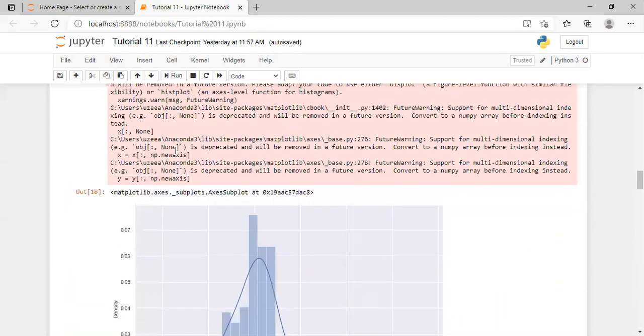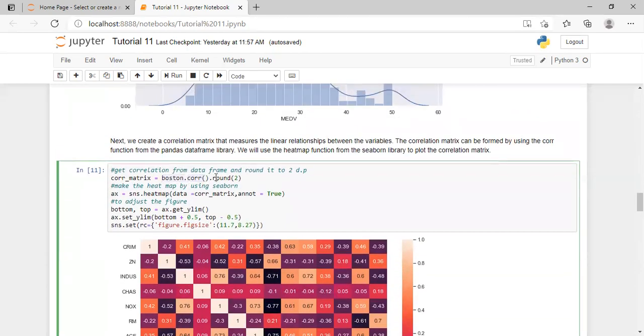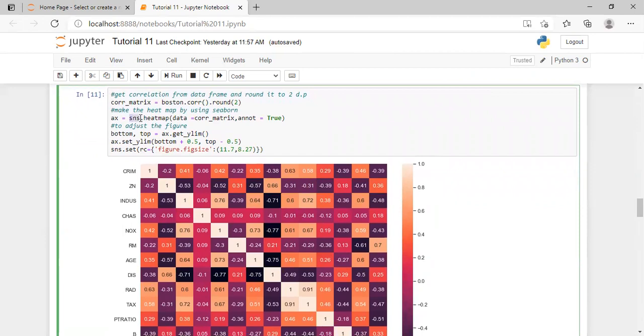And how I've made this, I have made this using the boston.corr function. I had the Boston data set which was loaded. So .corr returns the correlation from the data frame, and then I am rounding the correlation to 2 decimal places using the .round function, and then I have made the heat map. The command used is from the Seaborn library, sns.heatmap, and I am passing my correlation matrix here as the data, and I want annot equals true, which means that I want to annotate the correlation values on my heat map.